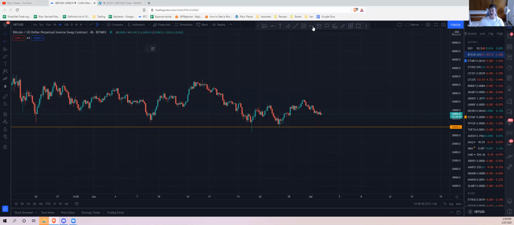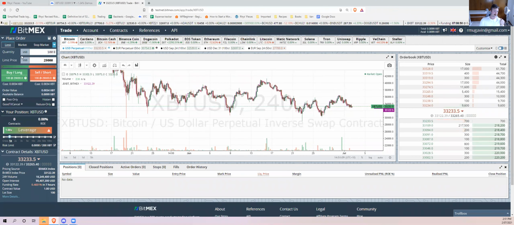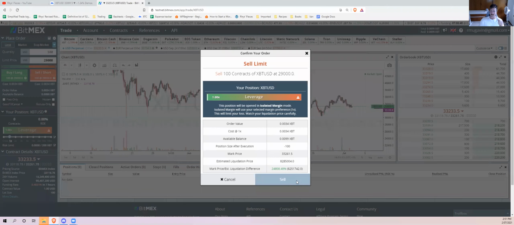So the person this morning had tried to sell below the current price. So let's say that they were looking at this 30,000 level and they're like, if it gets below 30,000, I want to sell. So what they'd done is they had gone to the exchange and put in a limit sell at 29,000. So if we do that, we come to BitMEX and we say, all right, we want to sell at 29,000.